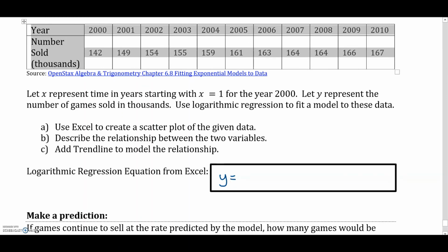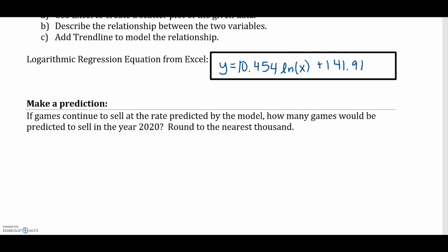So we know that y is equal to 10.454 ln(x) + 141.91. So if games continue to sell at the rate predicted by the model, how many games would be predicted to sell in the year 2020? We want to round to the nearest thousand. Recall that the year 2020 translates into x equals 21. So we're looking for the value of y when x is equal to 21.